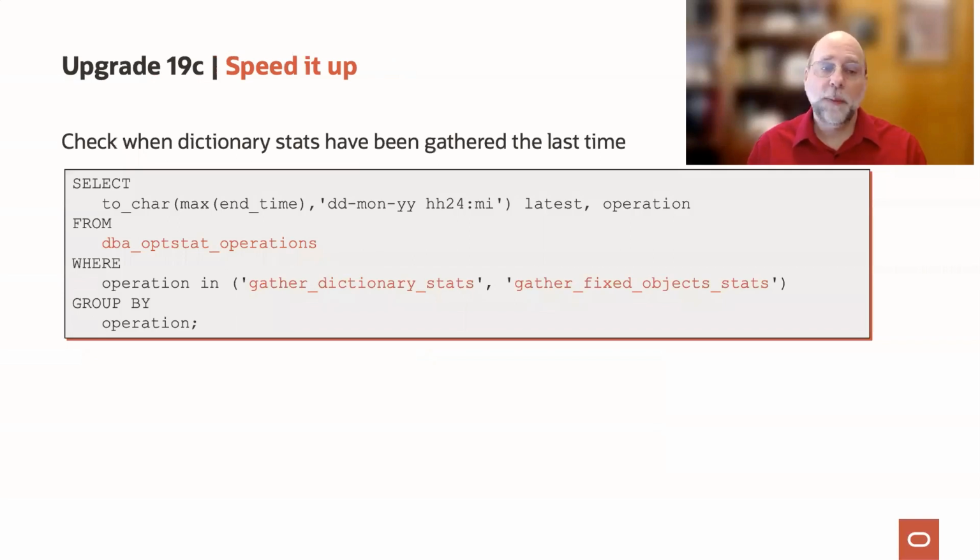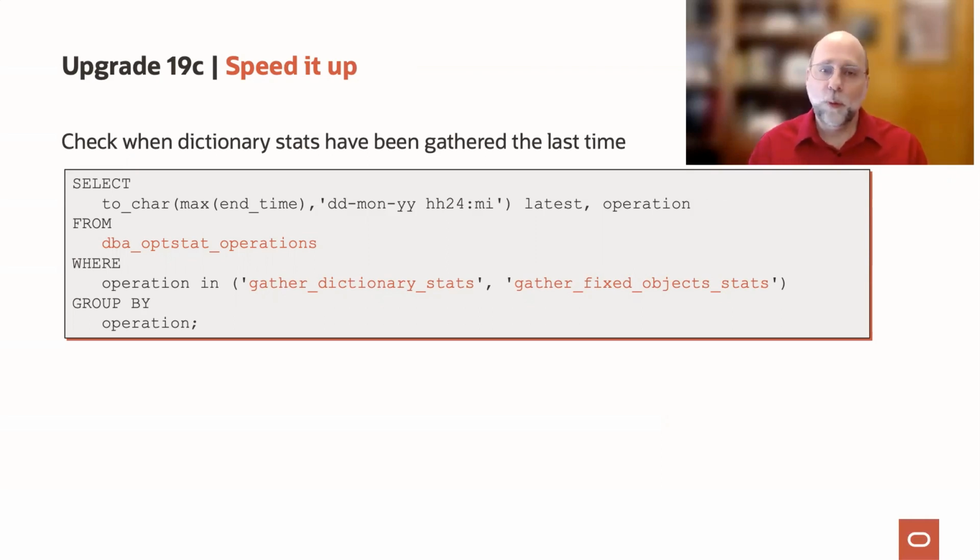You might want to think about speeding up your upgrade. The best way to do this is to have good dictionary statistics. Ideally, you should have dictionary statistics gathered the day before the upgrade. And in fact, AutoUpgrade will check for this and give you an automatic fix-up if you haven't gathered them within at least the last week.